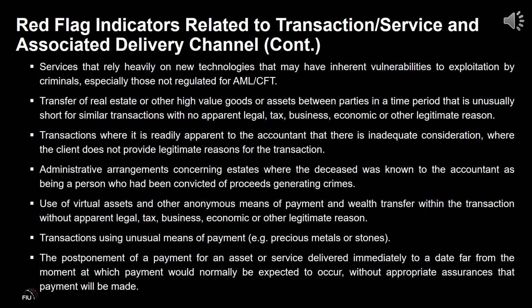Administrative arrangements concerning estates where the deceased was known to the accountant as being a person who had been convicted of proceeds-generating crimes. Use of virtual assets and other anonymous means of payment and wealth transfer within the transaction without apparent legal, tax, business, economic, or other legitimate reason. Transactions using unusual means of payment, for example, precious metals or stones. The postponement of a payment for an asset or service delivered immediately to a date far from the moment at which payment would normally be expected to occur, without appropriate assurances that payment will be made.